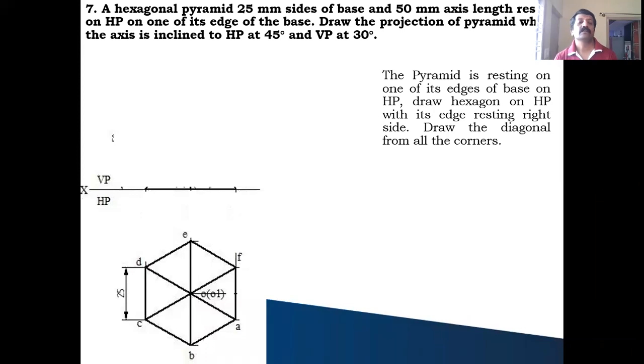Okay, so in the example, as clearly given, a hexagon pyramid is there, with a base of 25 millimeter and axis height 60 millimeter, and it is resting on one of its base edges on HP. So you draw the regular hexagon such that the edge comes on your right side. You know how to draw the hexagon with the help of the circle method. Draw a regular hexagon of 25 millimeter, and name it A, B, C, D, E, F.